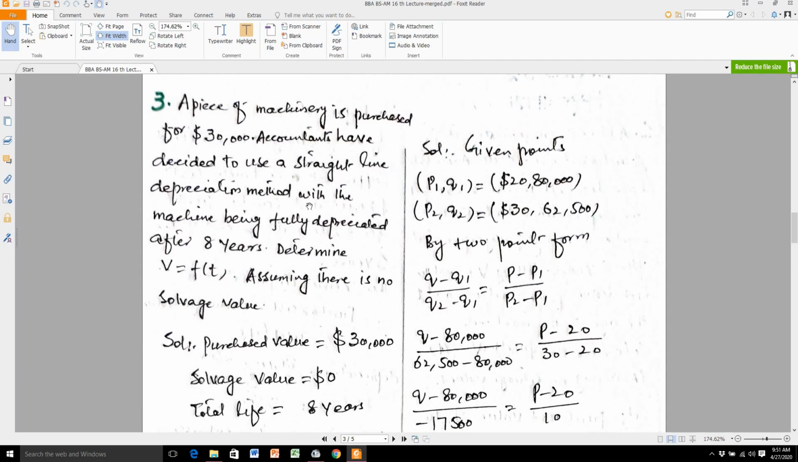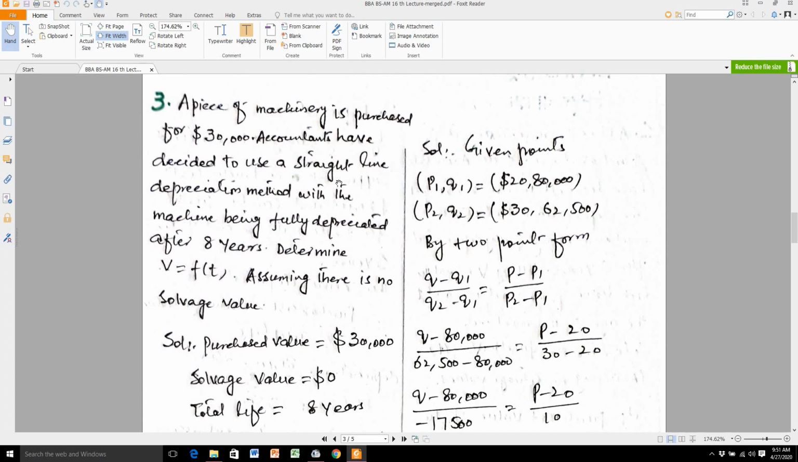There is one question that arises: why are we using the straight line method here to calculate the depreciation? Why are we not using the other depreciation methods here? Why are we using only the straight line method? Why?